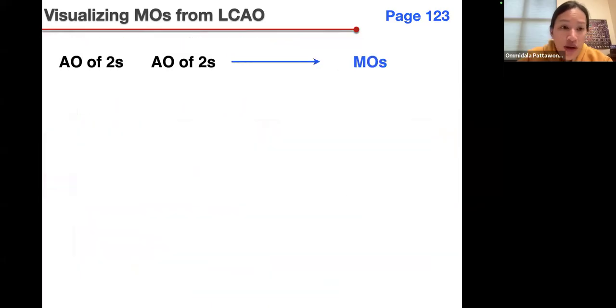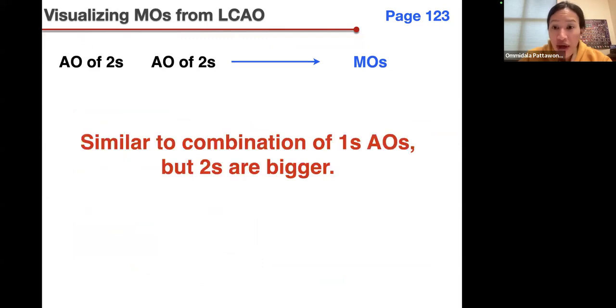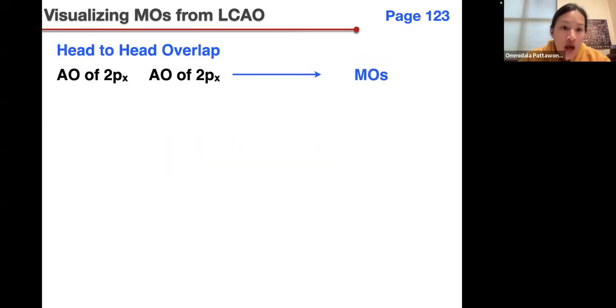All right, next one, I'm going to do 2s and 2s. What would 2s and 2s be? Well, since the difference between 1s and 2s is just the size, they have the same shape. So in this case, it would be identical to what we have before, except it would be bigger in general.